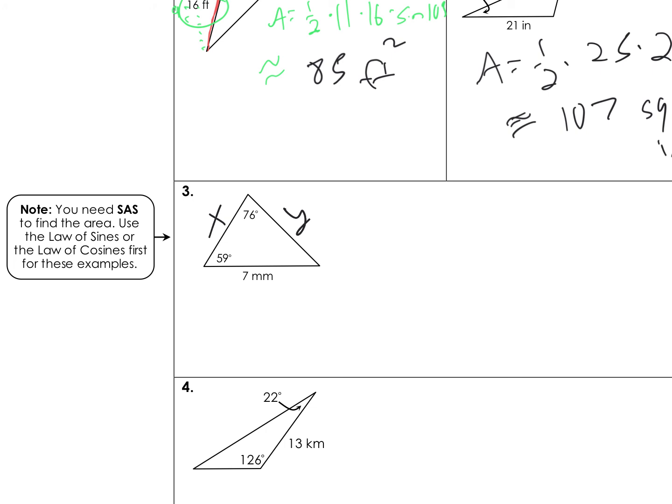I have angle, angle, side. No, I have side, angle, angle. Isn't that what we use the law of sines for? So how can I do a law of sines right now? If I'm looking for, let's say, x, x would go over the sine of what?